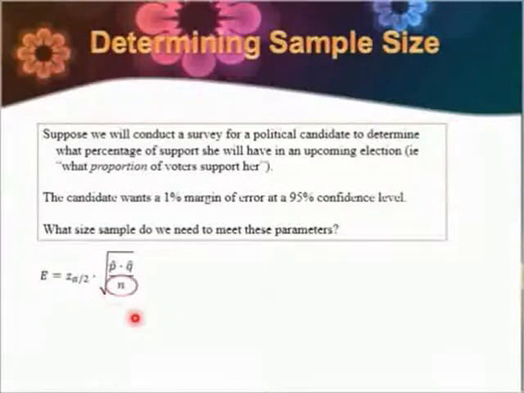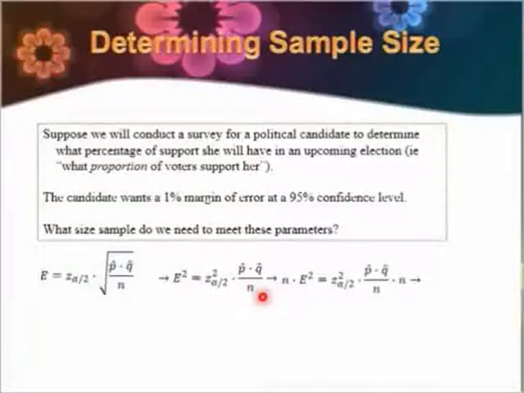The first thing I would do to start solving for n is square everything. If we square e, we'll get e squared. If we square our critical value, we get our critical value squared. And if we square the square root, we have no more square root. Now I want to get n on the other side of this equation and out of the denominator of the fraction, so I'm going to multiply both sides of this equation by n. Now, of course, the n's on the right side will cancel out.